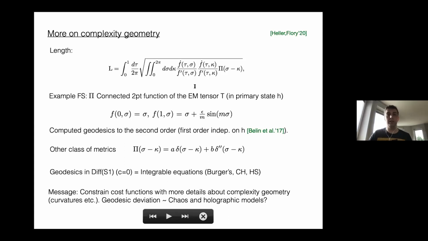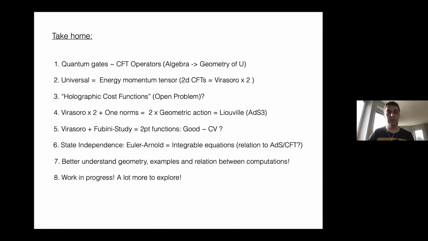But also the message from their paper is that we can maybe use more of this complexity geometry to constrain cost functions, and we can go beyond the details of the lengths. We can study curvatures, and this might be the place where some things like the geodesic equation might give us some link to chaos and two-dimensional conformal field theories, or some other developments.